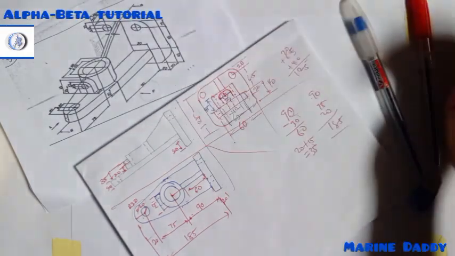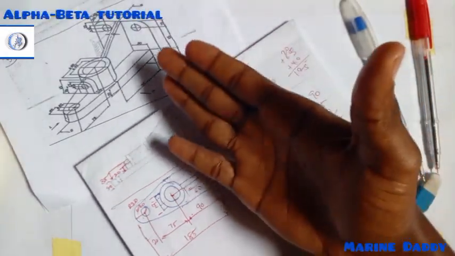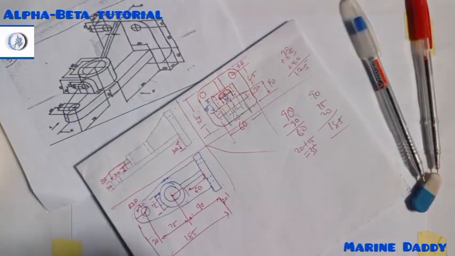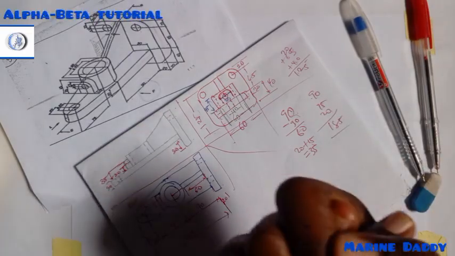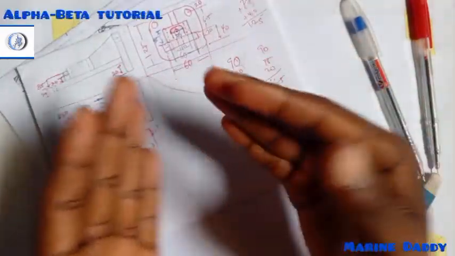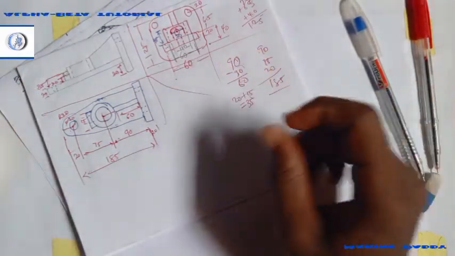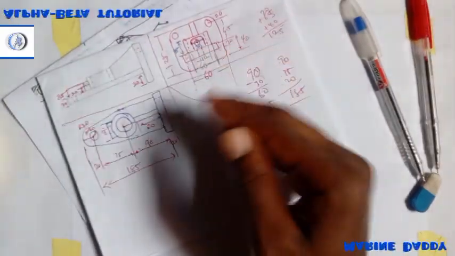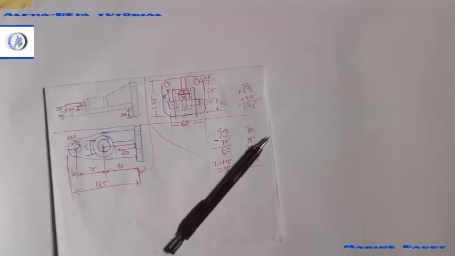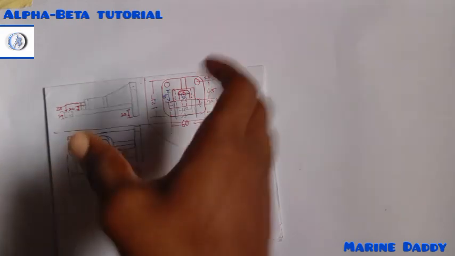So with all this we have done, we can now construct our orthographic projection, the first angle. The reason why I said the first thing you need to do is to take care of the sketched part is to sketch it out to see the calculation and how it's supposed to be before you produce it. So we have been able to convert the isometric into orthographic projection with the dimensions.